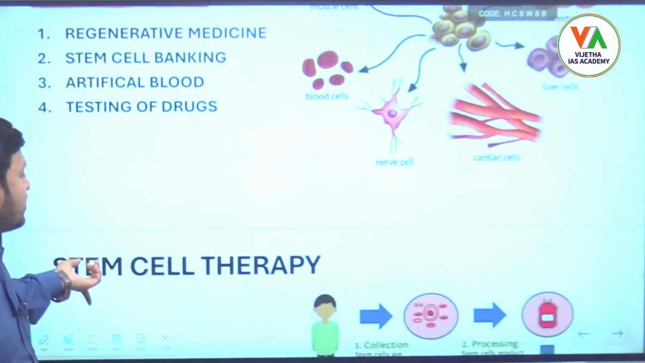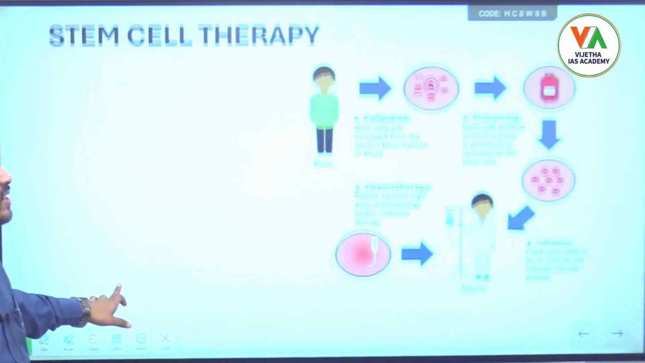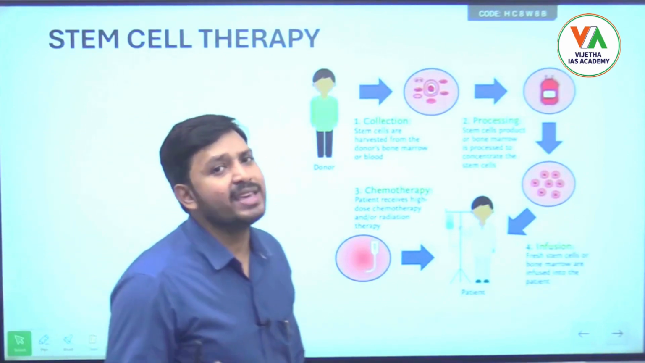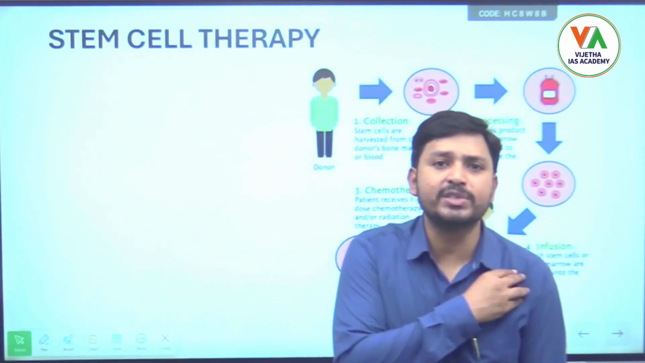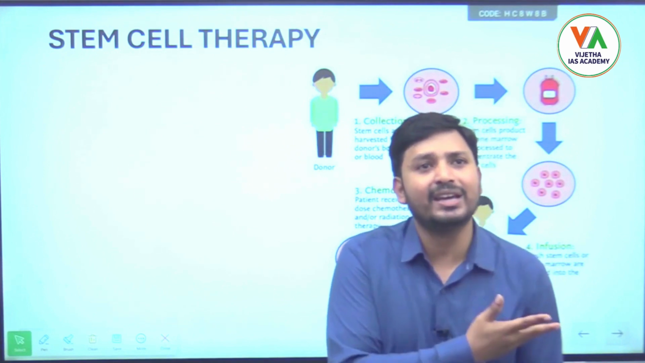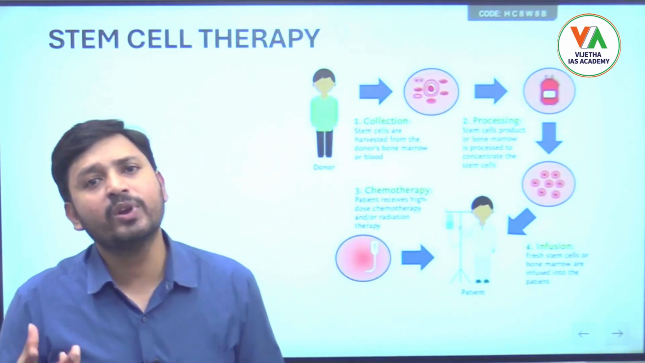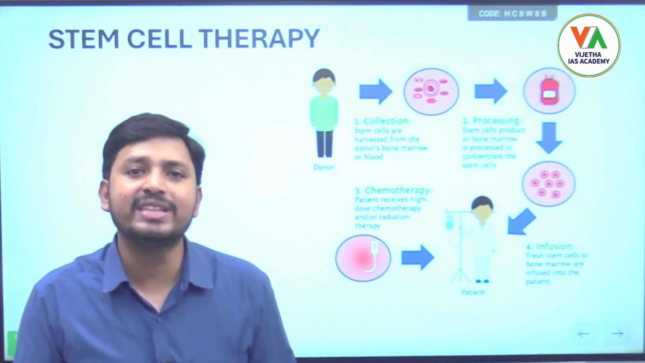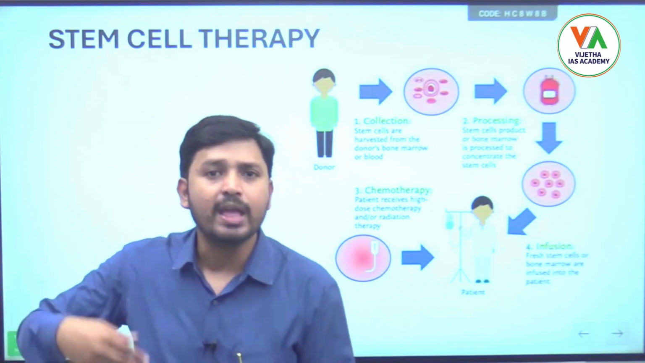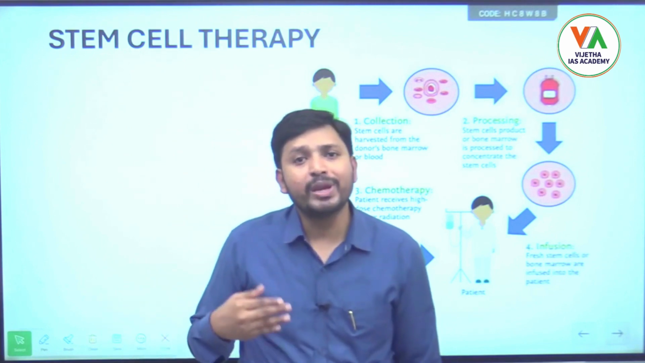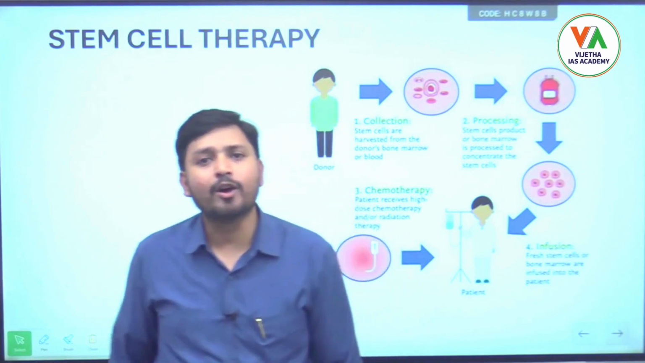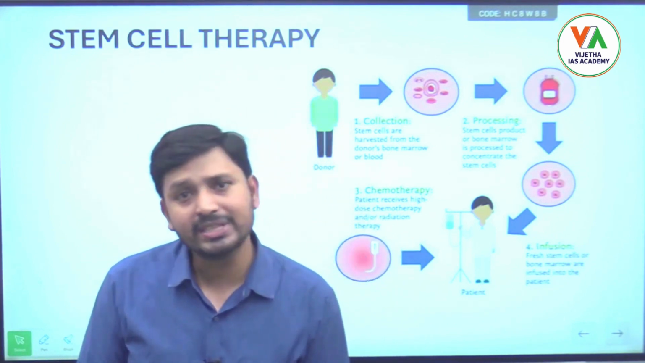Is it clear? So, in stem cell therapy, they will try to treat or cure the disease, or otherwise we will try to make some organs also. We will insert those organs into the human body so that the damaged organs are replaced with healthy, functional organs, so that organ transplantation can also be done using stem cell therapy.